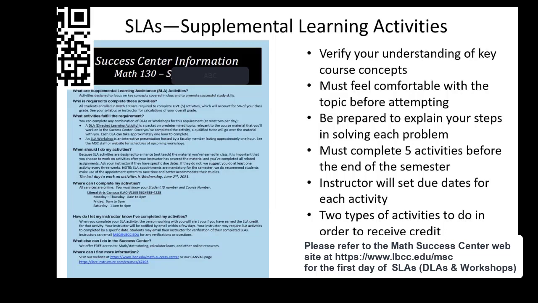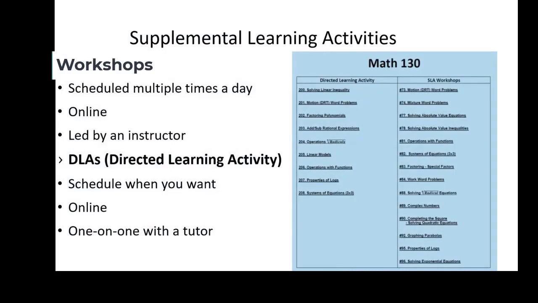You do need to complete 5 activities by the end of the semester. Your instructor will be giving you the dates that each activity is due. Keep in mind that there are 2 types of activities that you can do, and we will go over those next. The 2 types of activities are called workshops and DLAs. That's short for directed learning activity.